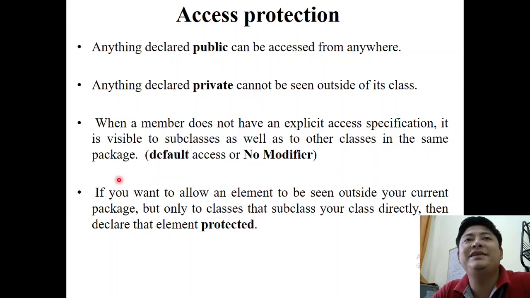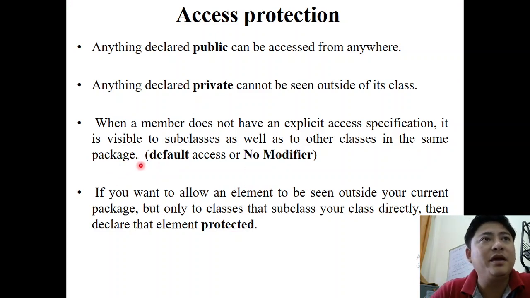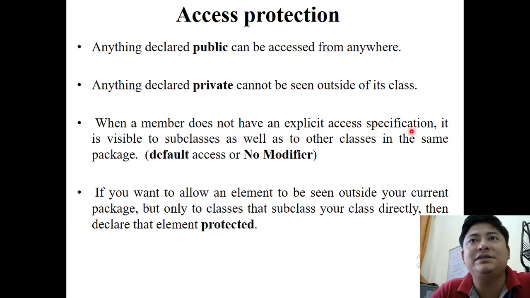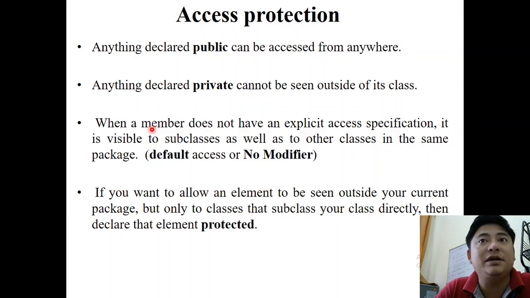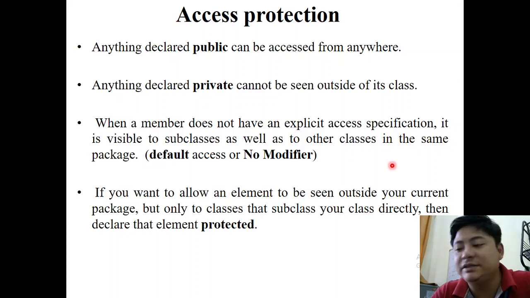If you don't mention any kind of access protection, what will happen when a member does not have any explicit access specification? It is visible to subclass as well as to other classes within the same package. For example, if you don't mention anything, it is visible to B also, it is visible to C also, within the same package, if you don't mention any kind of access specifier.